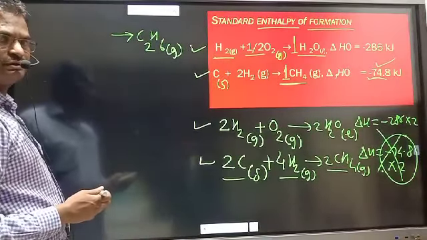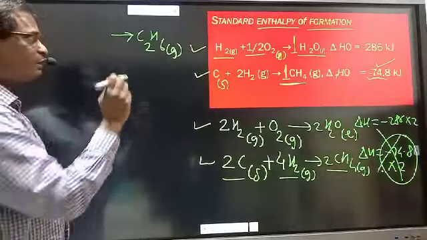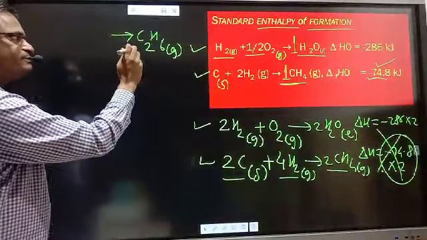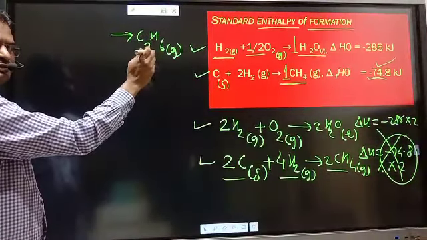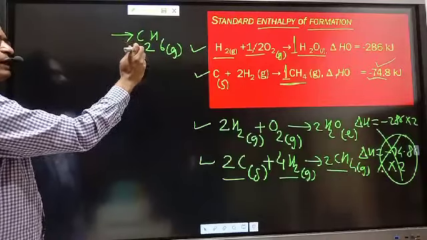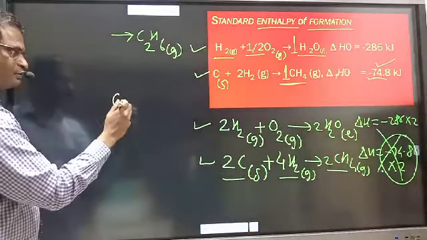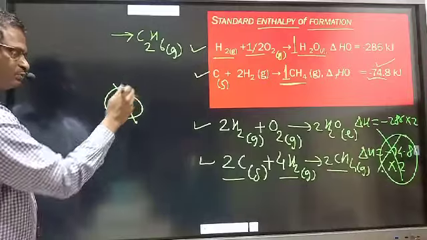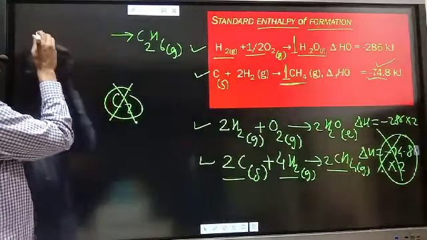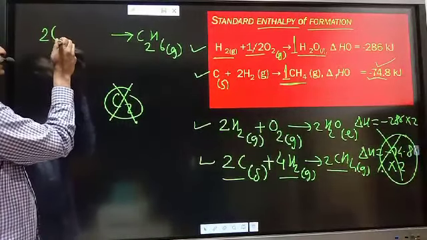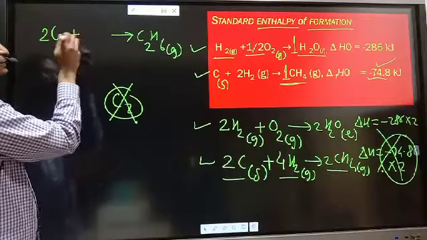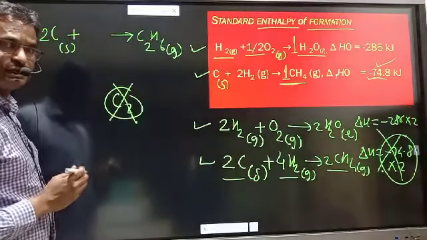Formation we have to write. So first of all, write the product on the right side, and it is formed from its constituent elements. Which are the constituent elements? 2 atoms of carbon. We cannot write C2 like O2. We have to write 2C solid plus 6 atoms of hydrogen.